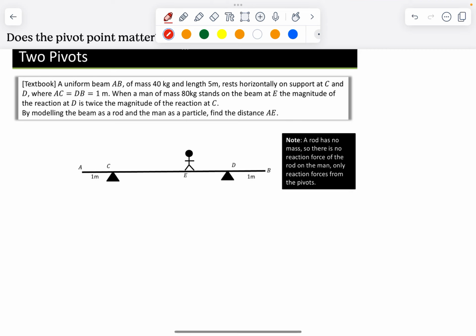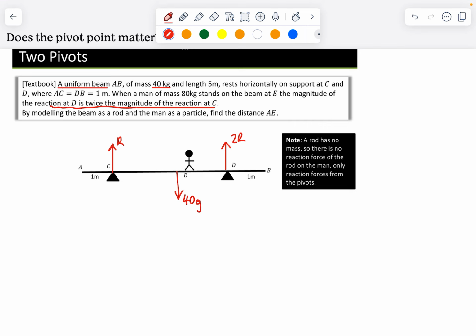So we've got two pivots, two points of contact. We are told that the reaction at D is twice the reaction at C. So that means if I put in my normal reactions, I'm going to put that as 2R and that is R. Okay, this is a uniform beam of 40 kilos. So I'm going to put in the weight in the center, and as it's 40 kilos, we make that 40g as a force.